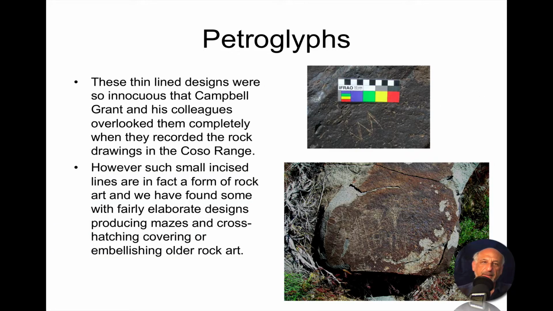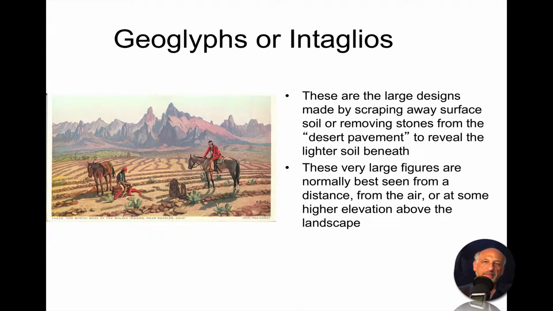These thin line designs were so innocuous that, in fact, Campbell Grant and his colleagues, when they were doing a study in the Coso Range of Eastern California, completely overlooked them. They only began to be recognized, I would say, a decade or two ago, and these small incised lines are certainly a form of rock art, and we have found some with faintly more elaborate designs, producing mazes and cross-hatching, covering or embellishing the older rock art.